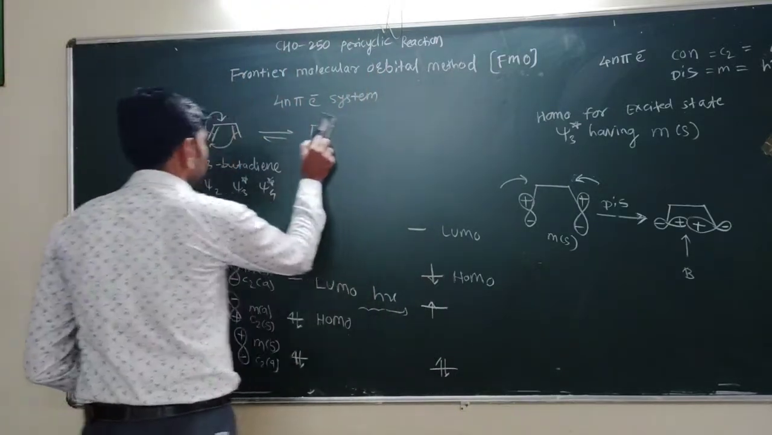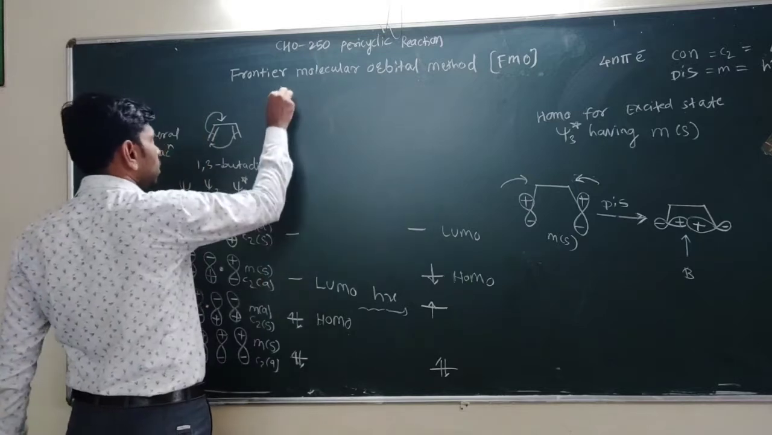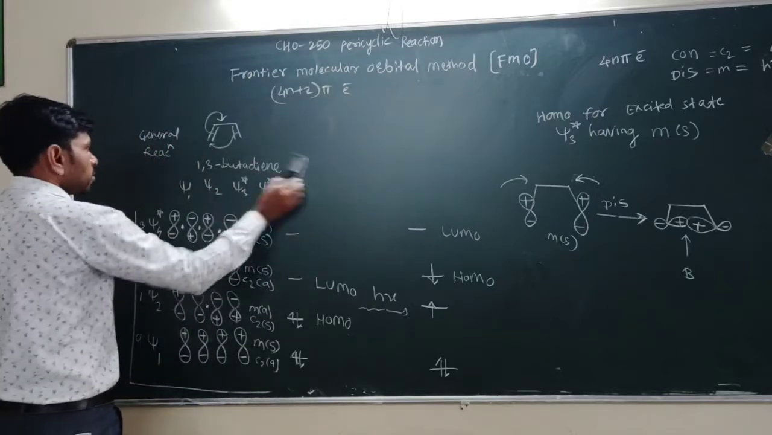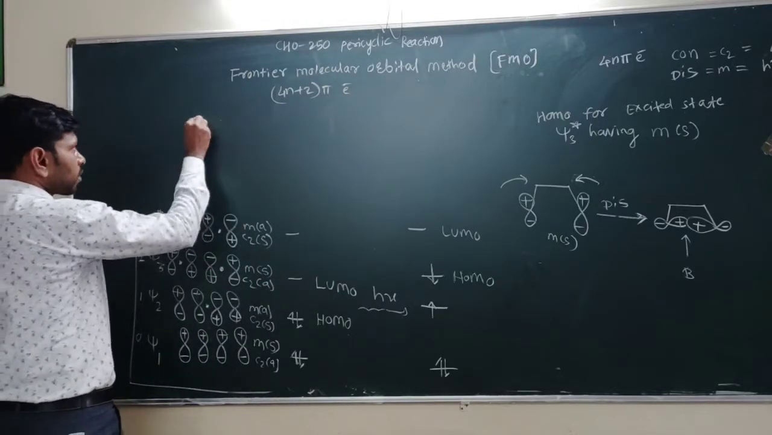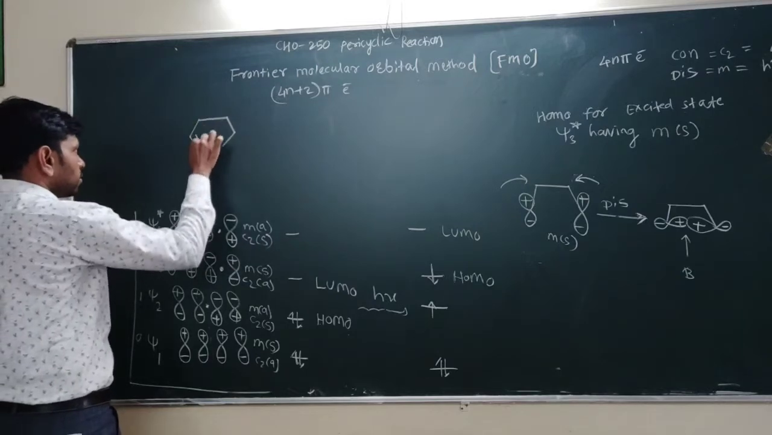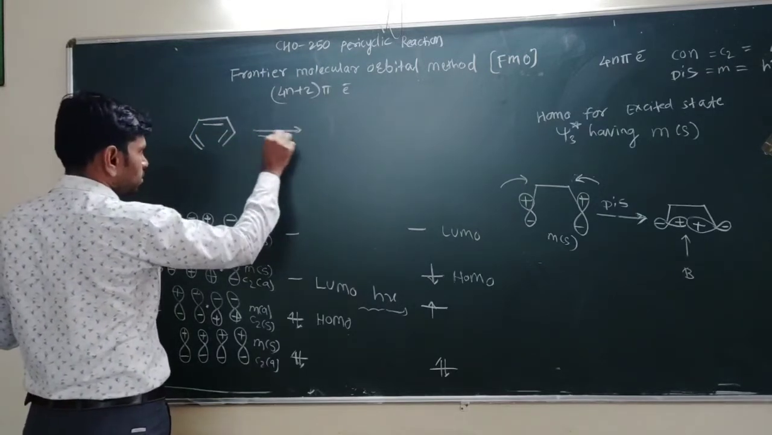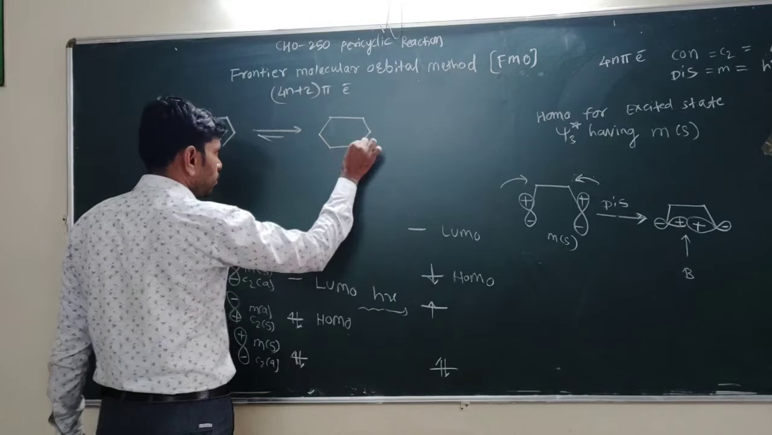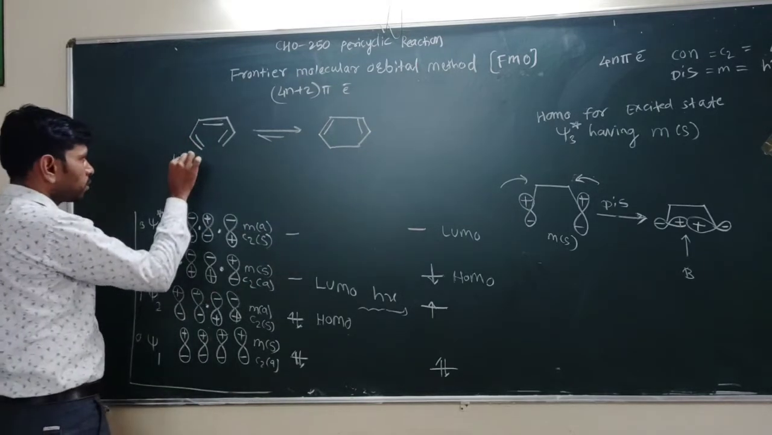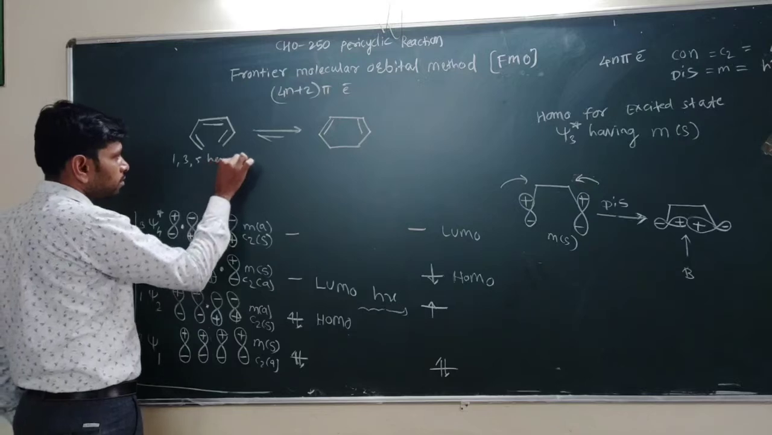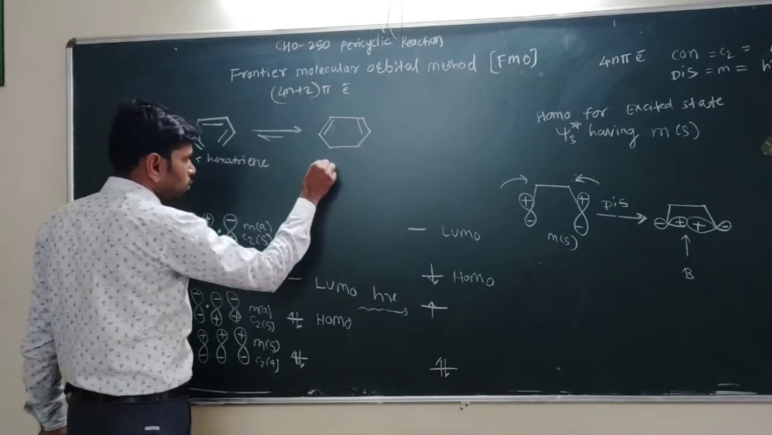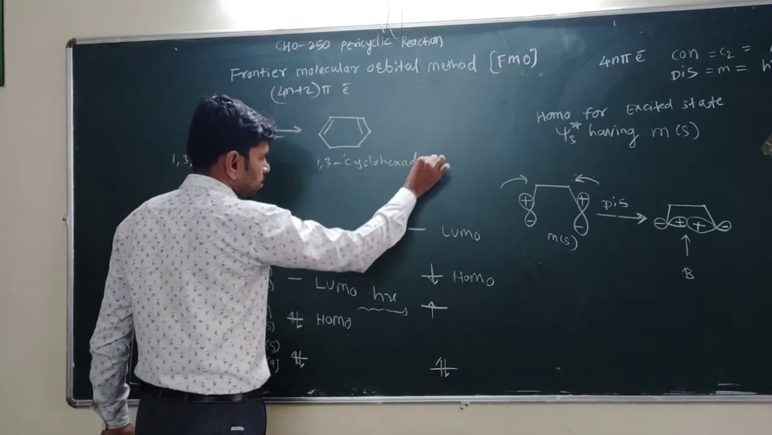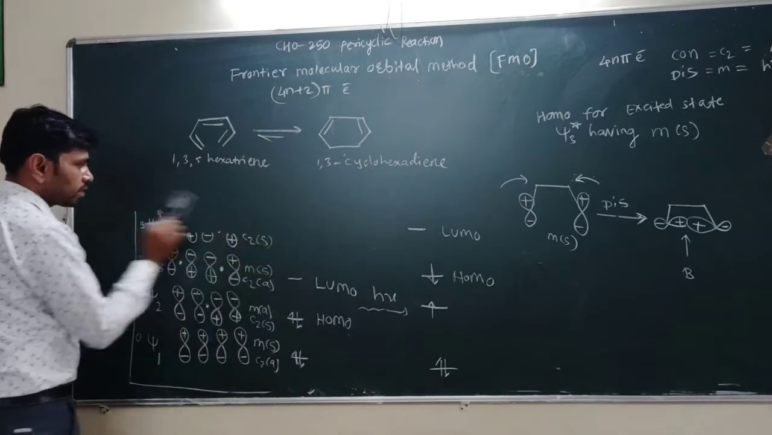In a similar manner, we can write for a 4n plus 2 pi electron system. So in general, take an example for the 4n plus 2 pi electron system. The general example is 1,3,5-hexatriene to 1,3-cyclohexadiene. So this is the example we have taken here.